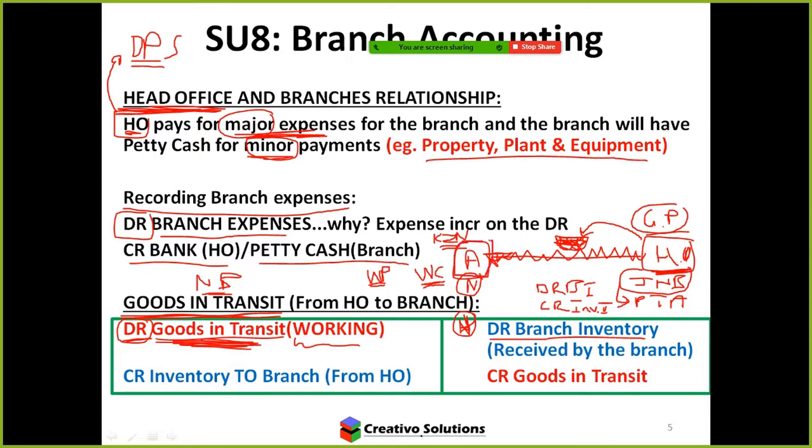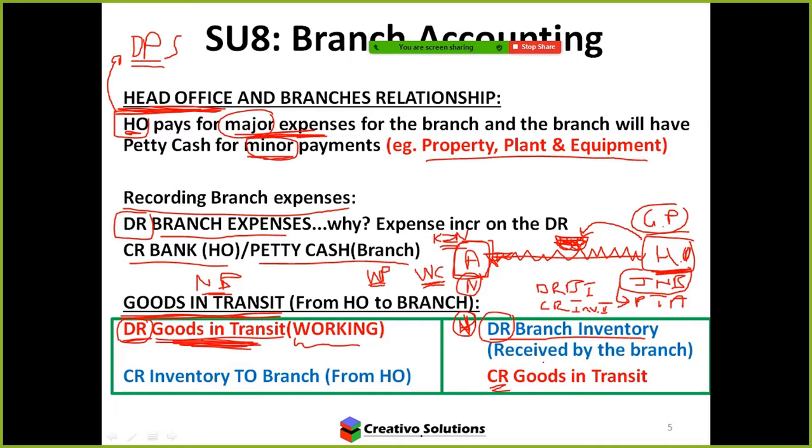what is A going to record in their records? Debit the branch inventory, credit the goods in transit. So goods in transit is just like a placeholder. It's just a working account to show goods that aren't sitting at the head office and that aren't sitting at the branch. It's goods that are literally somewhere on the road, or on the sea, or in the air, wherever it's being delivered to.